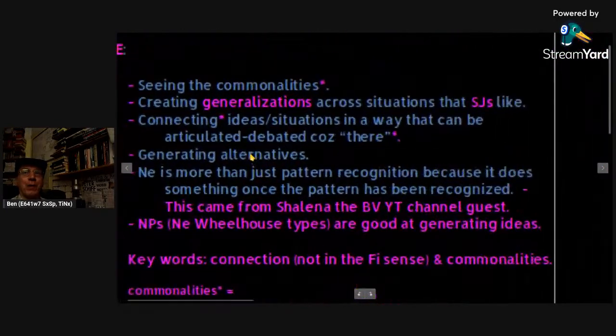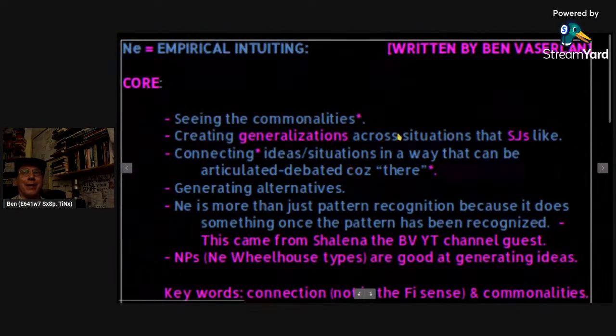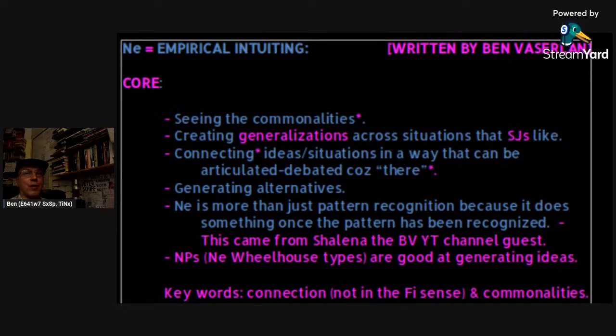Definition is when one is making it up. So, Empirical Intuiting, written by yours truly. These are features of core NE: seeing the commonalities. We see this at the whole type level, especially NE DOMs, because they're more conversational. And then I would argue this is creating generalizations across situations, which SJs like.